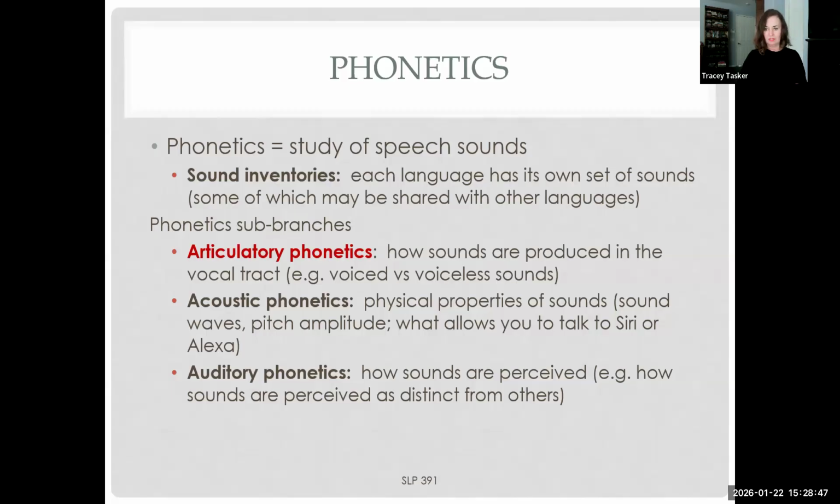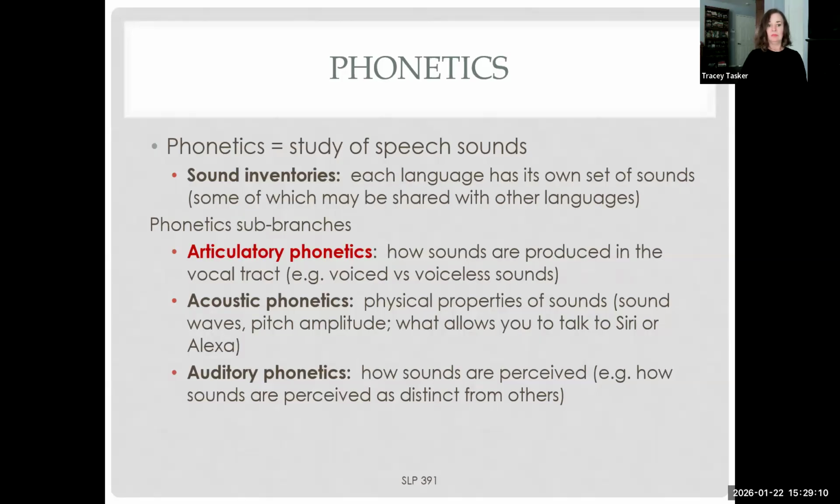We're going to be focusing in this class on articulatory phonetics, so how sounds are produced, and we're going to go into great detail, especially when we go through the vowel and consonant chapters, about the differences in where we produce the sounds, how we produce the sounds. So that is really going to be our focus for this class.